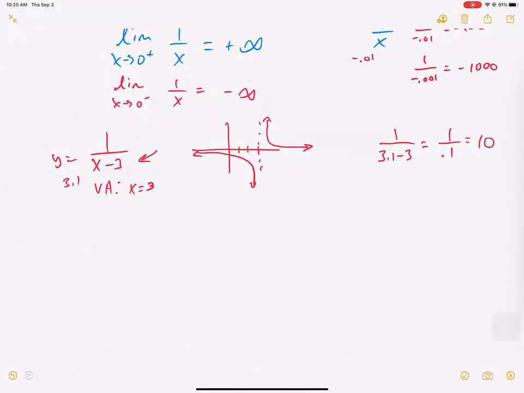And if I continue the trend, 1 over 3.01 minus 3. Well, that's going to be, again, another positive, which gives me now 100.